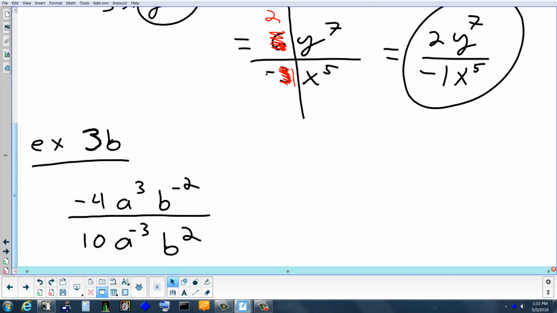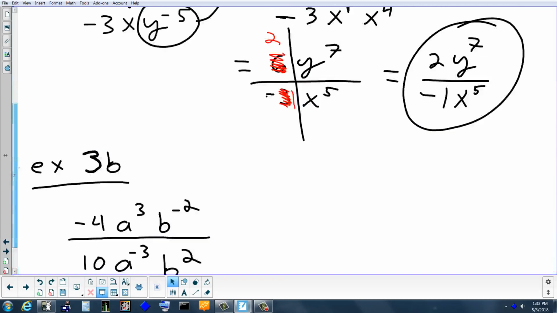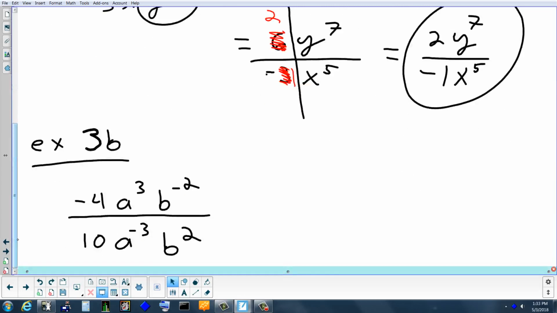This is very, very similar to the last one. So why don't you guys take a minute and see if you can do that one. Is this question going to be on the test? Yep, you'll have something like this.